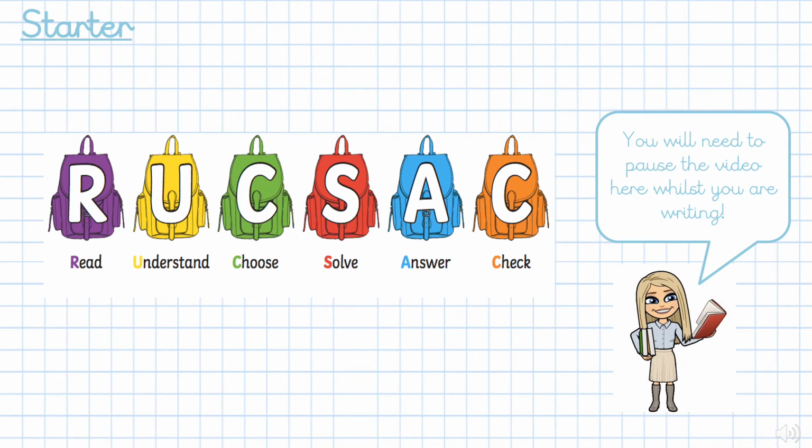The R stands for read. This means reading the question carefully. The U stands for understand, which means understanding what the question is asking you and underlining key information. The C stands for choose, which means thinking how will you solve your question. The S stands for solve, which means solving the question. The A stands for getting your answer, and then the C stands for checking your answer makes sense. So you might use rounding to help you, or you might use the inverse to help you.